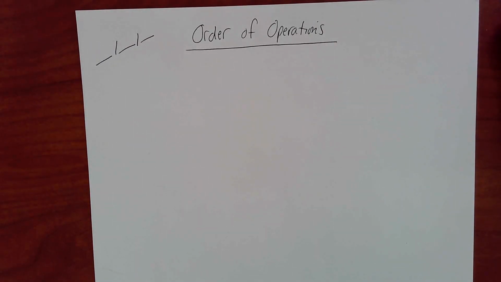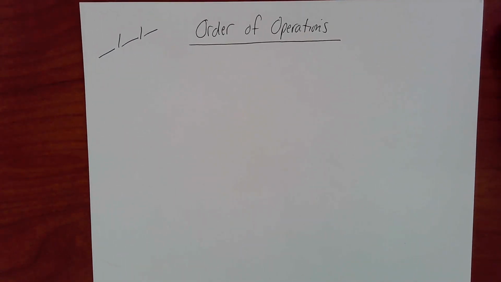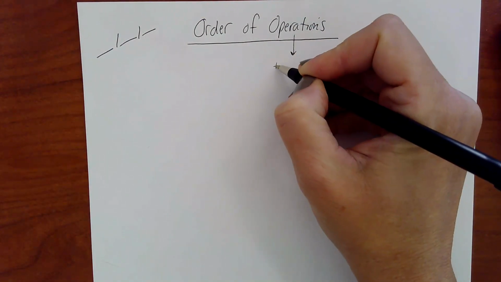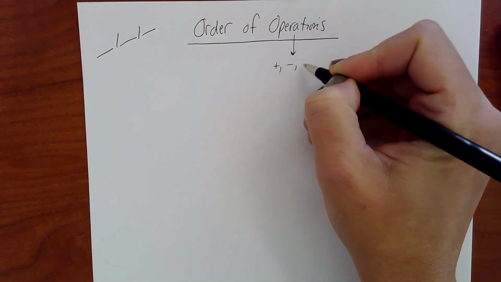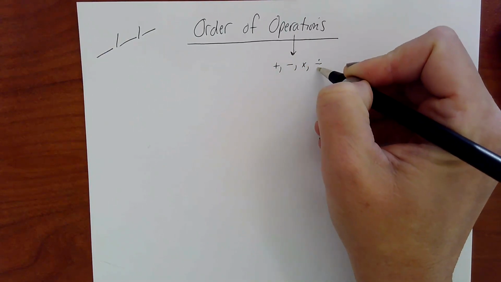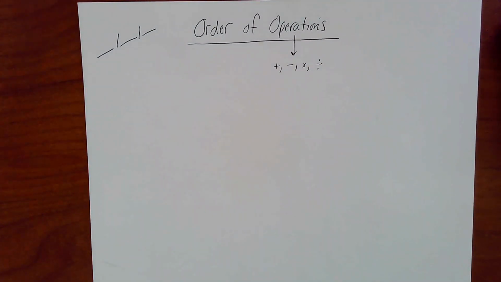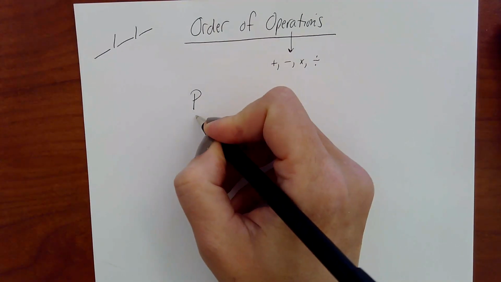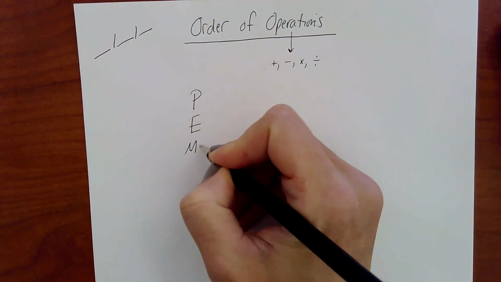Order of operations. Just like it is titled, we're going to be talking about the order that you do all of the operations. What are the operations? They are adding, subtracting, multiplying, and dividing. There's a certain order you have to do these in to get the answer correct. You're probably already thinking, you know this. We're talking about PEMDAS.